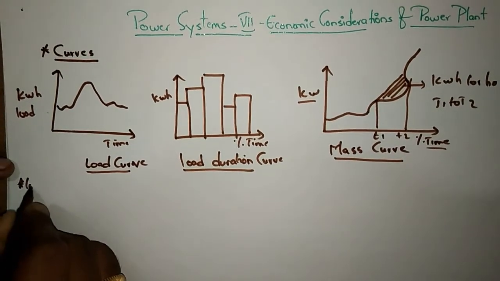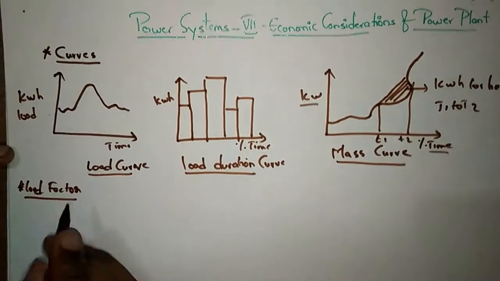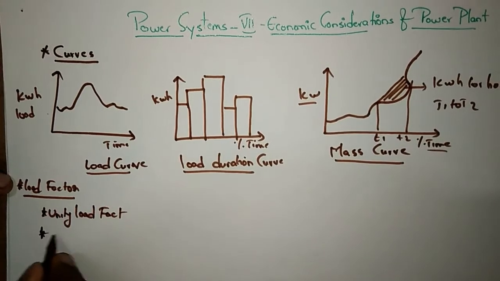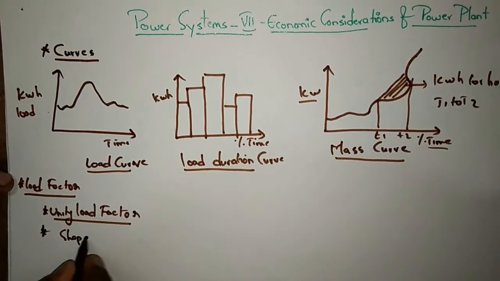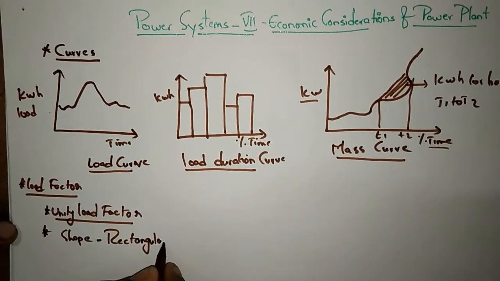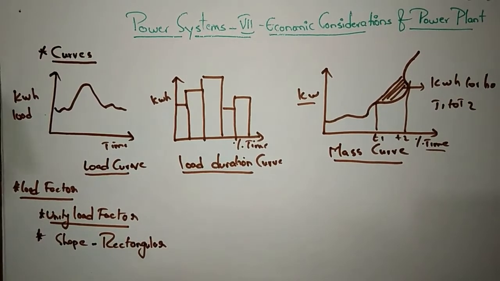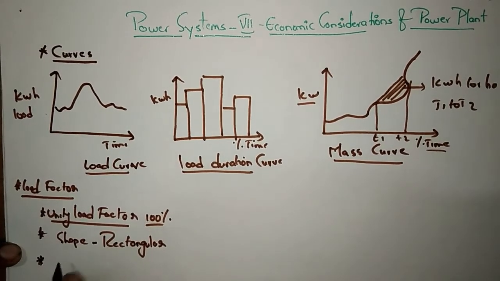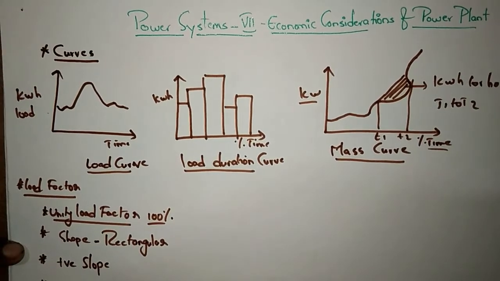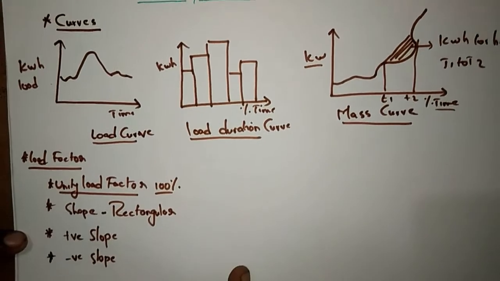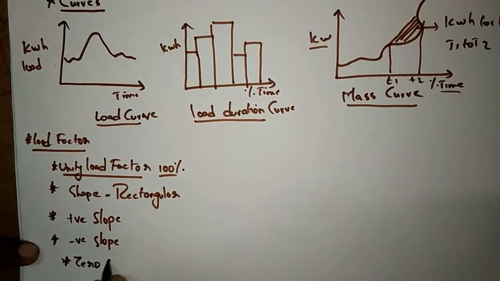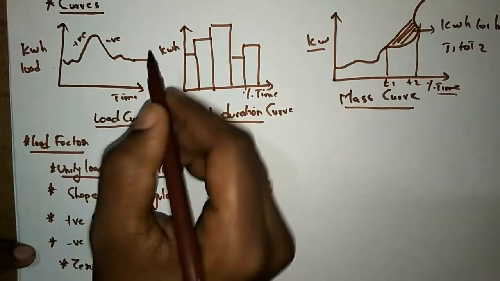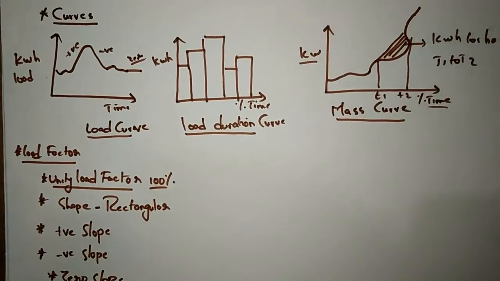There is a point known as load factor. This plays a very important role in curves. For unity load factor, the shape of the load curve is rectangular. In examinations they may ask what will be the shape of the load curve for load factor 100% or unity load factor, then it will be rectangular, right? The load curve usually has positive slope, negative slope and zero slope. This is positive slope, this is negative slope, and this is zero slope.